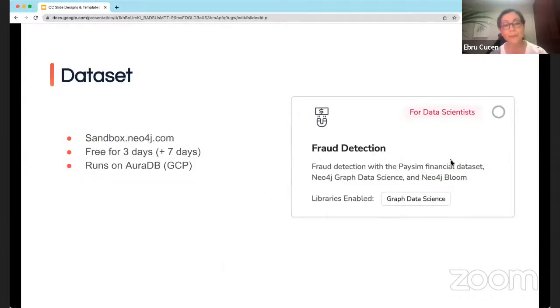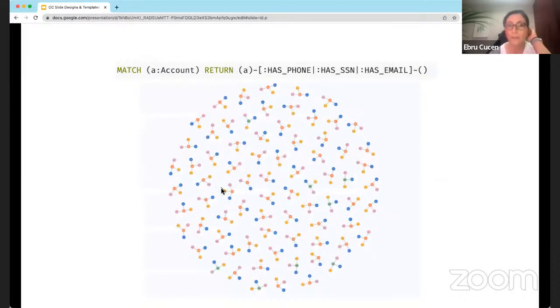For the data set, I will be using Neo4j. Neo4j is one of the proprietary graph databases. They offer a free sandbox environment where you can run the built-in data sets. They have it for 3 days, extendable to 7 days, and it runs on GCP. So what does it look like?